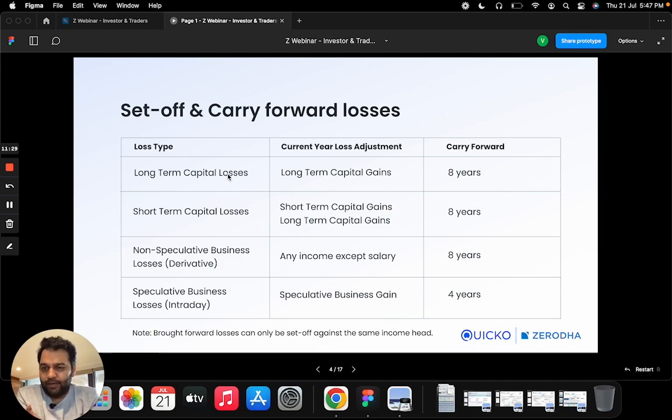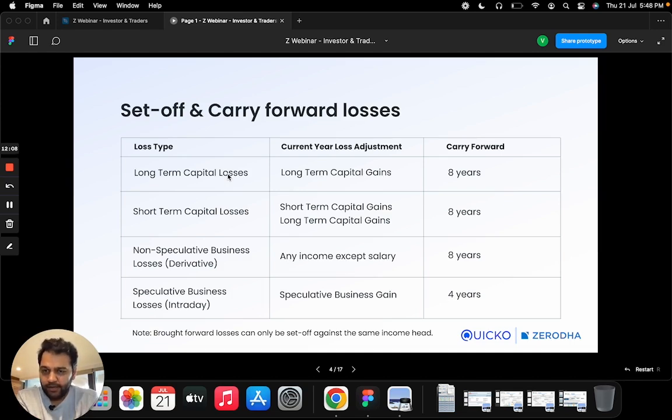Non-speculative business losses. Remember, I told you futures and options are considered non-speculative business, reported under the non-speculative business and profession income head, right? So any losses arising from buying and selling derivatives contracts are considered non-speculative business losses, and they can be set off against any other income except salary. It's very obvious. You can't set off losses from business income against salary income, right? Those are two very different natures of incomes. So the income tax department does not permit setting off business losses against salary income. Again, you can carry them forward for up to 8 years.